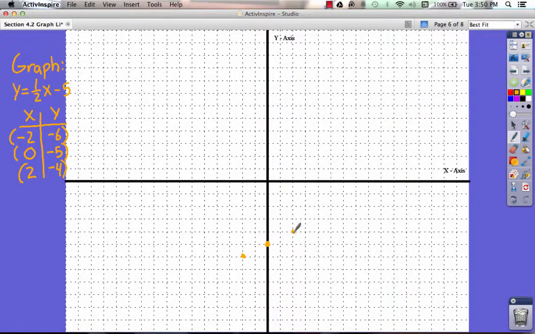Now notice that they kind of line up. All the dots line up. Now we just need to draw, as best you can, a straight line through those points. And you have just graphed using a T-chart.